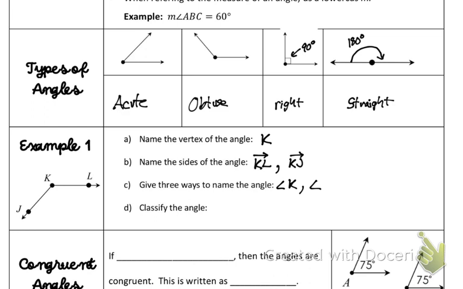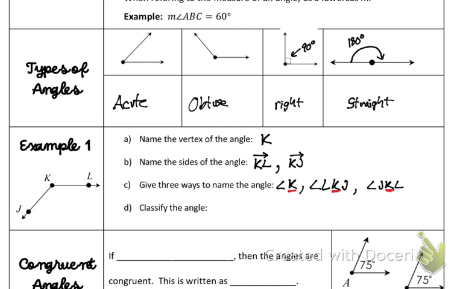What else could I name this? What did you get, Lex? LKJ. Cool. Did you have the other one? JKL. Remember, we just have one rule. That vertex needs to be in the middle, or we have to use the vertex. You know what a good rule of thumb is? If I name an angle, you better be able to draw it in the order I say to draw it.